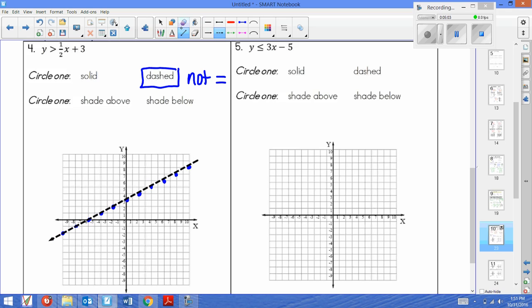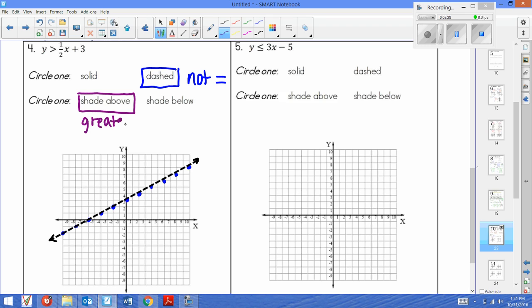And of course, we are going to put arrows on both ends. For some reason, this only puts an arrow on one end, but we'll put it on both. And we now need to either shade above or below the line. Well, since this is a greater than symbol, that means we will shade above. And let's write greater.